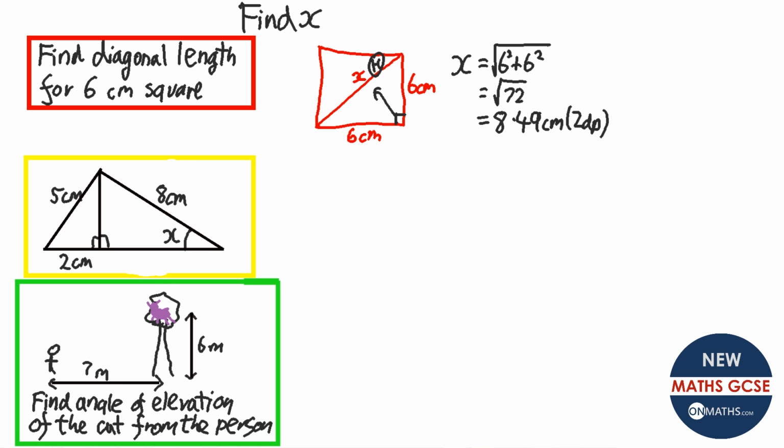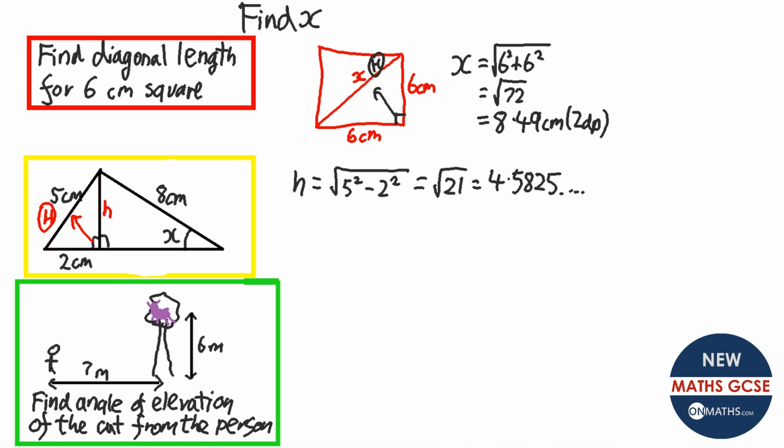Okay, so for this next one, first of all, we're going to be looking at Pythagoras for this side. We're going to label it H here. Okay, so to find out what H is, we're going to square root, and we're going to do 5 squared, which is the hypotenuse, so we're going to be doing take away 2 squared, which is going to be the square root of 21, which equals 4.5825, and so on.